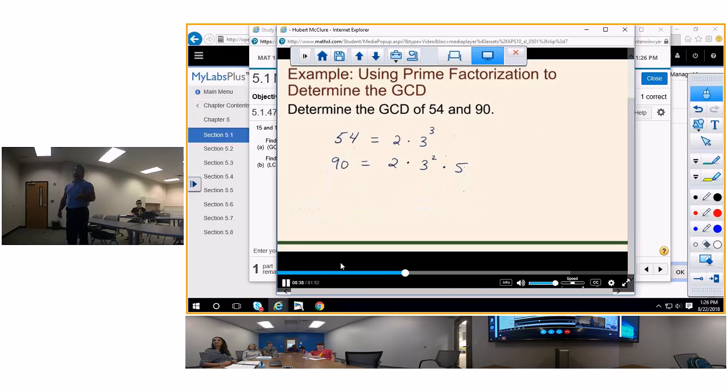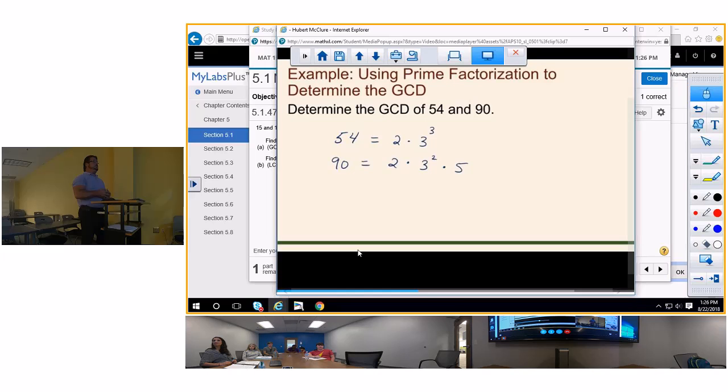So writing those out using exponents. 54 is There's the video. times 3 cubed. Okay? 90 is Now sometimes the video will be an instructor writing on a whiteboard.